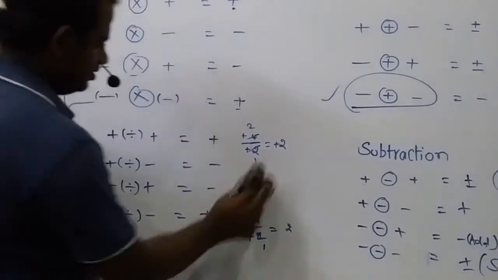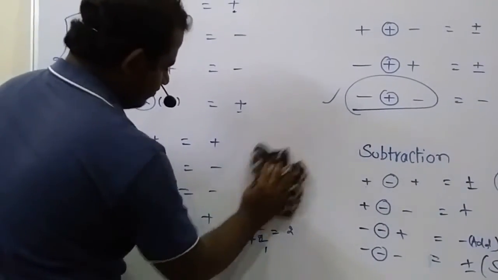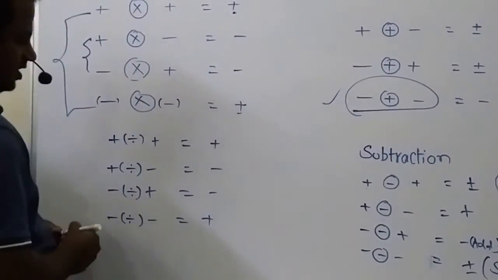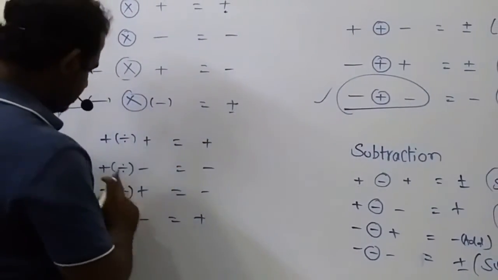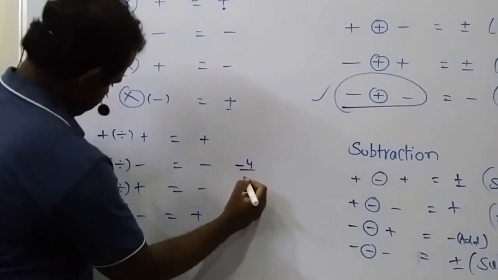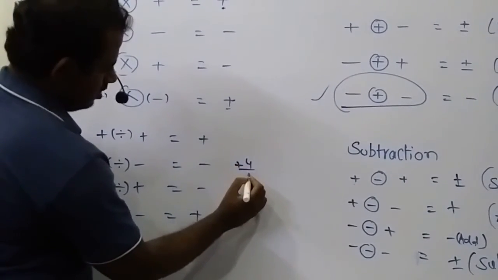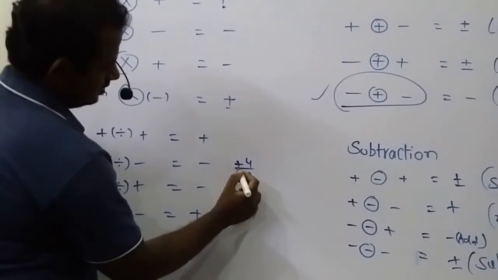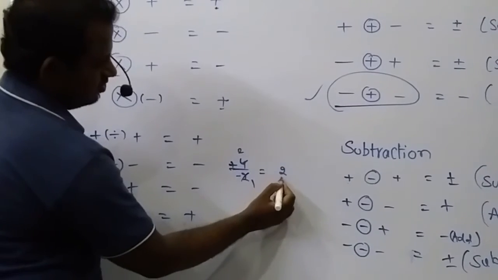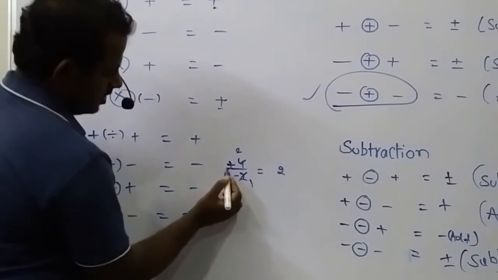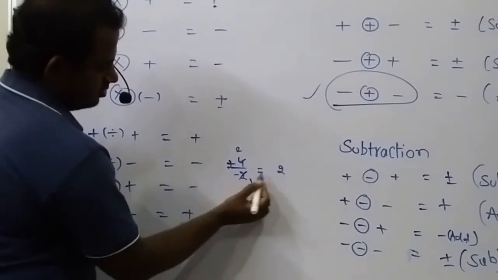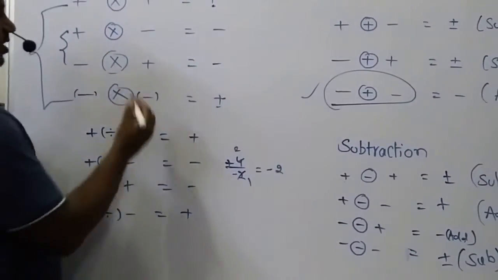Now we will see what happens if, out of the two numbers, one number is negative and one number is positive: we will get a negative result only. Same as multiplication, these two cases. Suppose I am dividing plus 4 by minus 2, the result is 2. What sign do I have to take here? If I divide plus by negative, I will get a negative result only. Same as this.